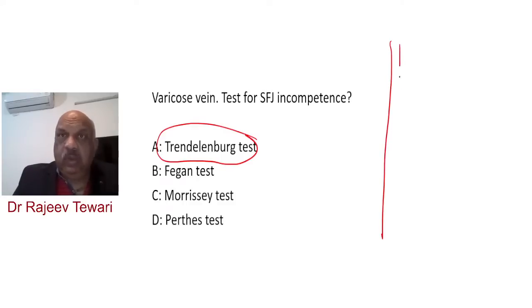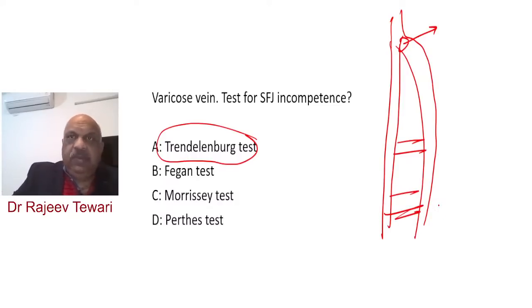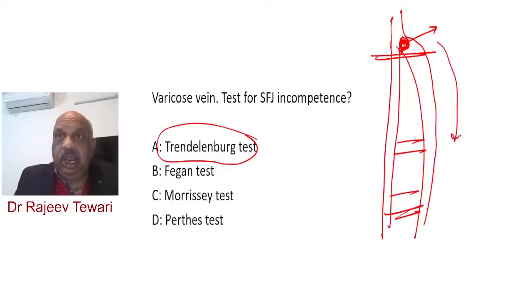Suppose this is a femoral vein, this is the long saphenous vein, this is the main perforator incompetent, these are the other perforators. You simply elevate the limb and empty the vein, and you apply a tourniquet or block here. Ask the patient to stand. If the vein does not reappear, doesn't become prominent, you have already occluded here. So if the vein does not reappear, it's the main vein, main perforator, main valve incompetent, and if it reappears, it means blood is coming from here and this is the perforator incompetent. So to differentiate between saphenofemoral junction and perforator, Trendelenburg test is done.